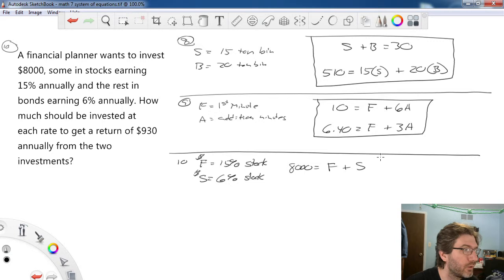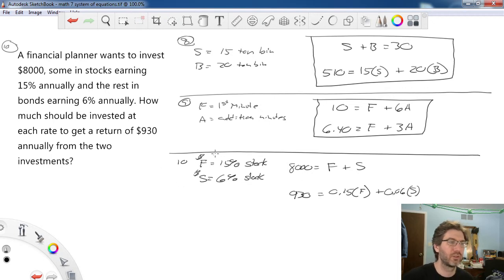Then our second equation, which has to equal $930, is going to be with the percentage rates in there. However much you buy at 0.15 would be this, right? The amount for it times the percentage that you get, plus the amount of the other one times its percentage. But again, you're going to use the decimal. So these would be your equations for that.